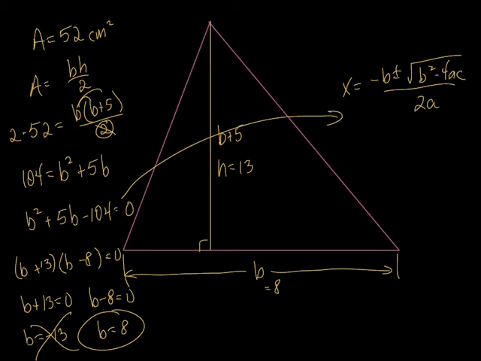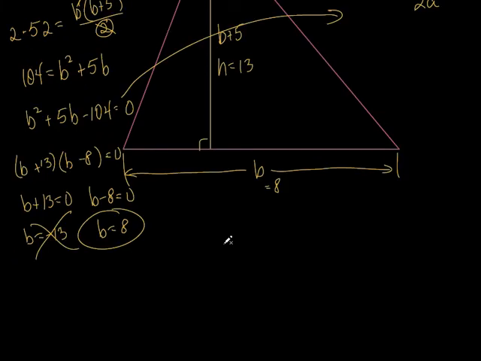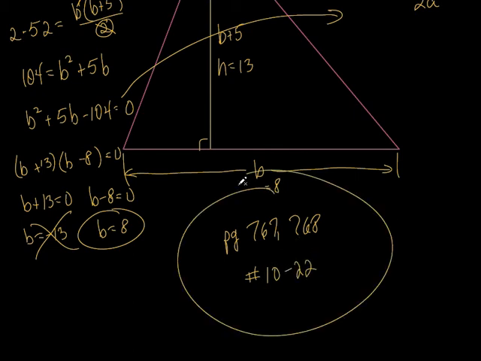All right, let me give you some problems to do. All right, so what did I say it was? Page is what? 767, 768, 10 to 22. All right, there it is.